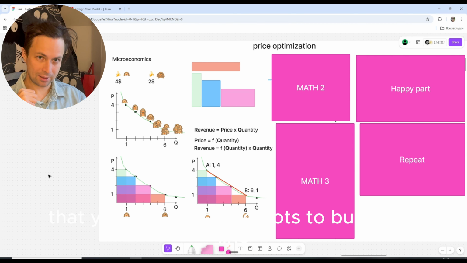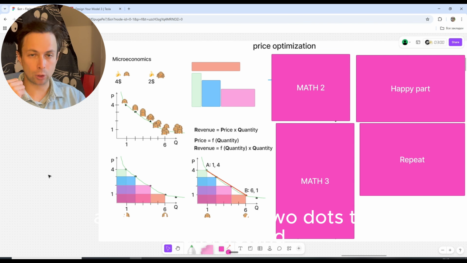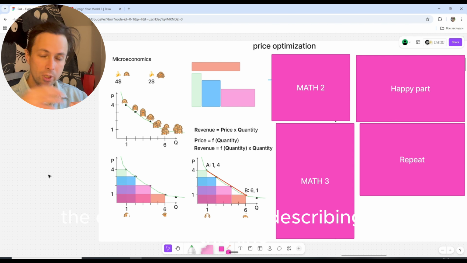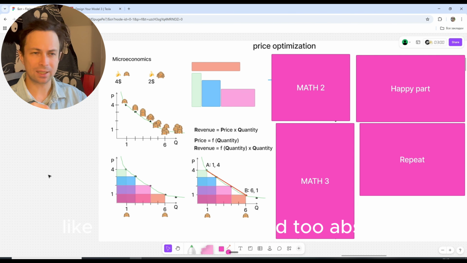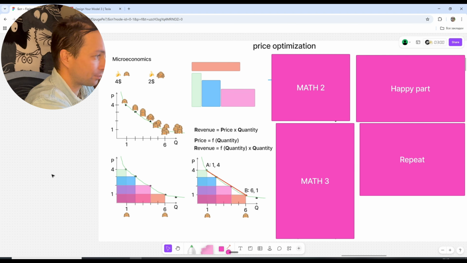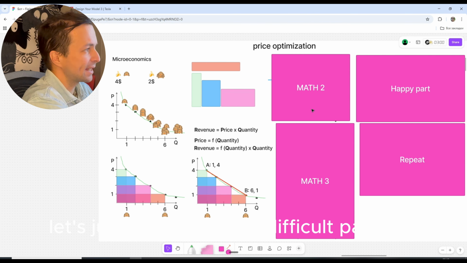And for the straight line, the beauty of it lies in the fact that you just need two dots to build this line, and you just need two dots to understand what is the equation describing this line. The equation describing this line, like it may sound too abstract, but in fact it is just something like y equals 2x plus 3, or something like this. So that's our typical math formulas.